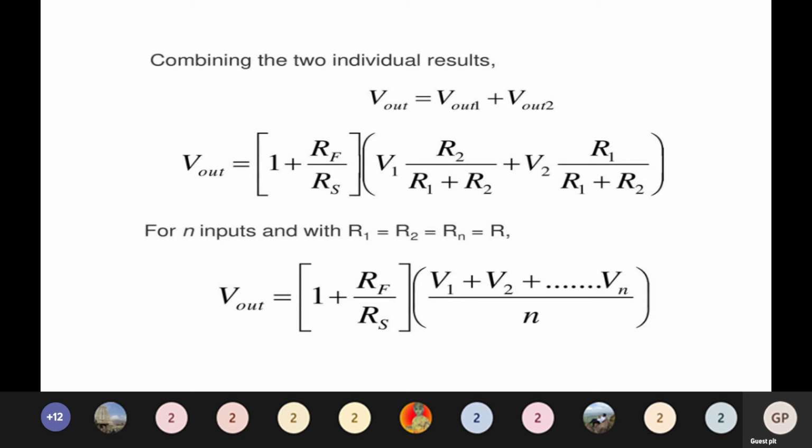Okay, because all the resistor values are equal, no? So when I add all the resistors, then I'll be getting this. Yeah? So V1 plus V2 plus V3, all these things divided by N. Right? So this is the final expression. Yes. So output is 1 plus Rf by Rs times the sum of the inputs. So this is for the non-inverting summer. Okay. So this is how we have to design an inverting summer and a non-inverting summer.